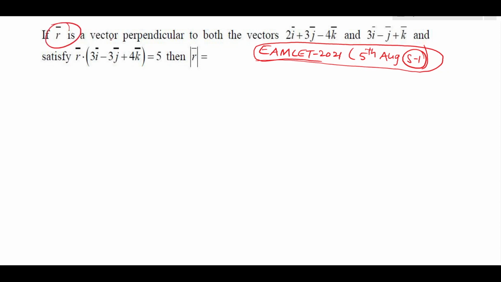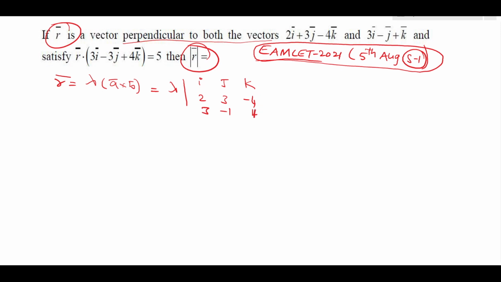If r bar is a vector perpendicular to both the vectors 2i bar plus 3j bar minus 4k bar and 3i bar minus j bar plus k bar, and satisfies r bar dot 3i minus 3j plus 4k bar is equal to 5, then mod r bar is equal to dash. This is Eamcet 2021 5th August shift 1 question. Here r bar is a vector perpendicular to both the vectors. That means r bar is written as lambda into a bar cross b bar. Lambda into a bar cross b bar means this is i j k, a bar vector, that is 2 3 minus 4, and b bar 3 minus 1 1.